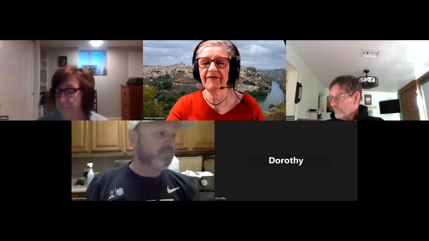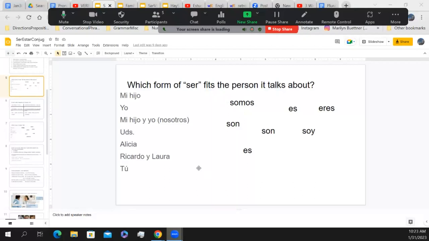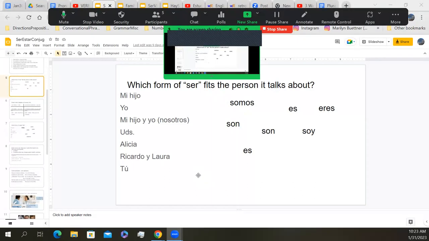So we're going to amplify, we're going to riff on that. We're going to show you lots more examples, but first we're going to see if you can match up the right form of ser to talk about the right person. And after that, we're going to see some examples of how we use ser. Okay, bien. And you'll probably want to take yourself off of mute so you can shout out your answer.